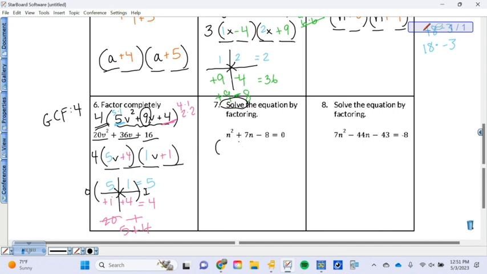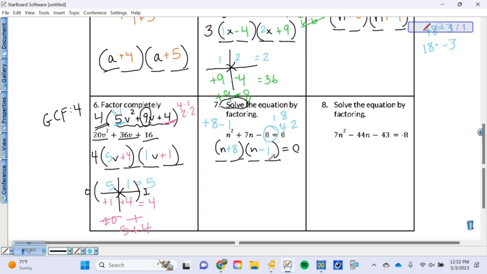That's my first step. I got to come up with the two factors that would multiply together to give me this. What's my first times first going to be? N times n. And then what do I need to look at to determine my other numbers? What are my factors of 8? Which one's going to get me to 7? How? Positive 8 minus 1. Good. So n plus 8, n minus 1.